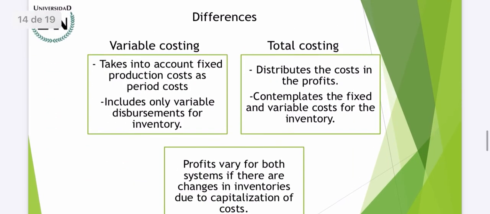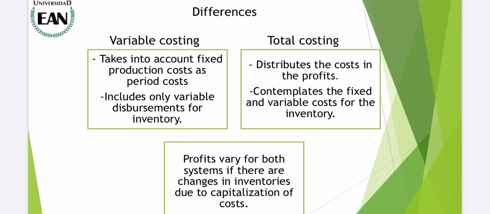Difference. Variable costing takes fixed production cost as a period cost and includes only variable disbursements for inventory. Total costing distributes the cost in the profits and contemplates the fixed and variable costs for the inventory. Profits vary between both systems if there are changes in inventories due to capitalization of cost.